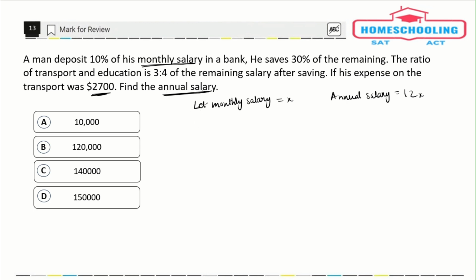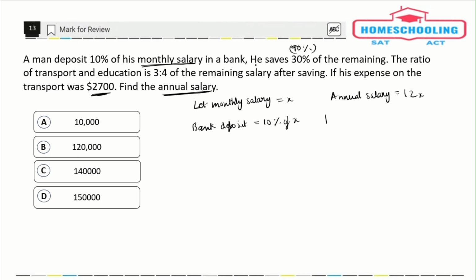In the first line it says that a man deposits 10% of the monthly salary in the bank. So the bank deposit would be 10% of X. And after depositing 10%, how much of his salary is left? 90% would be left. So 90% of X is left after depositing.